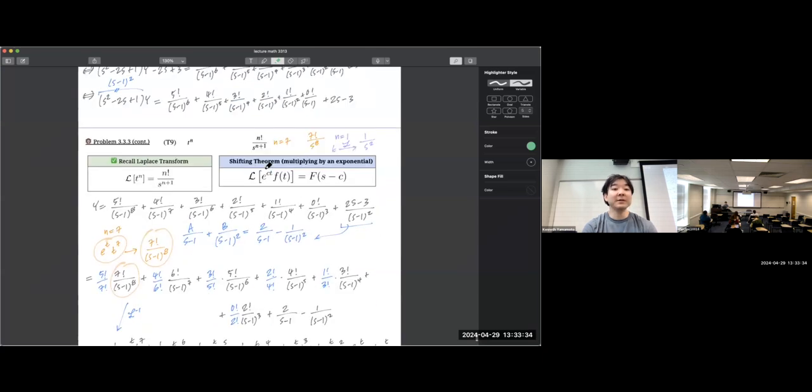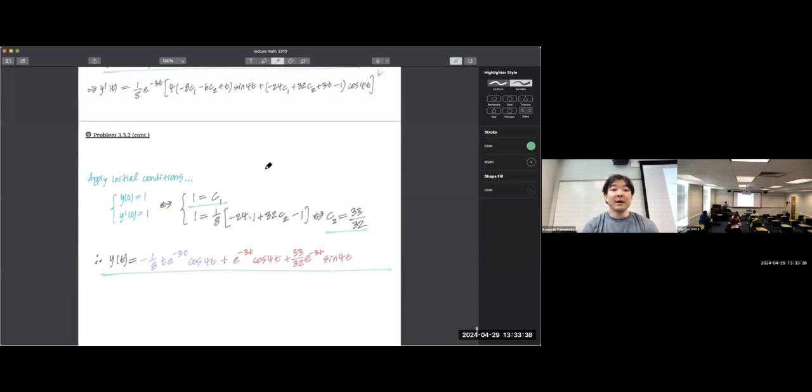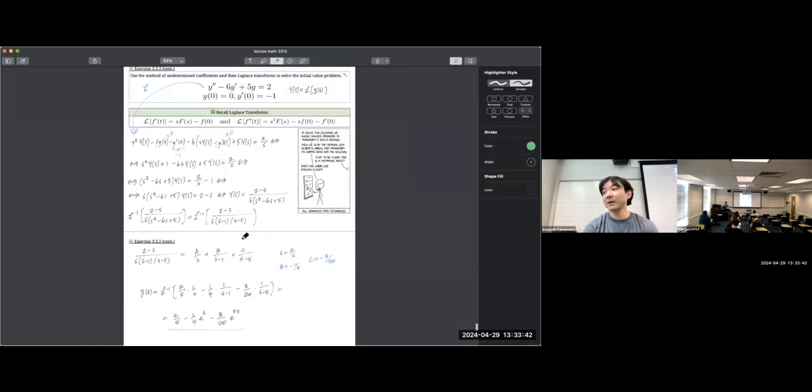So on the test, you'll probably get something like the one that we just did right here. This first one is easier, I think. And you'll just get 1 on the final. The final will only have a couple of Laplace transform problems. But it's good to know because this is something very classic to this course.